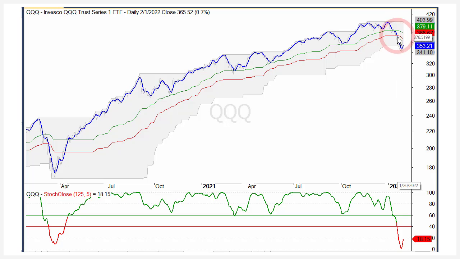We broke below the red line there. That is equivalent of 40 on StochClose. And there you can see StochClose going below 40.